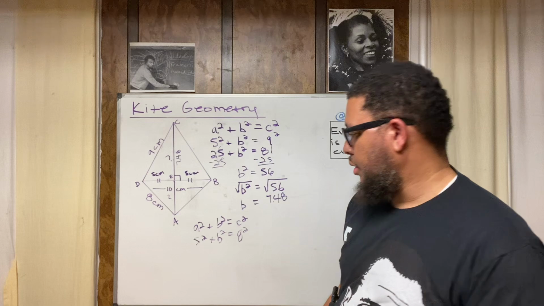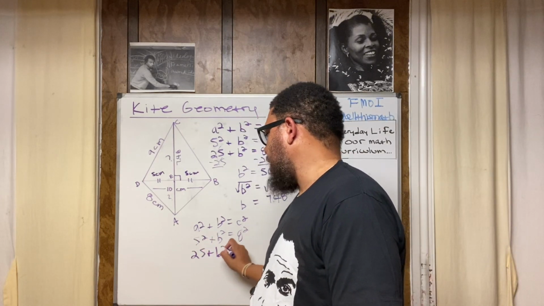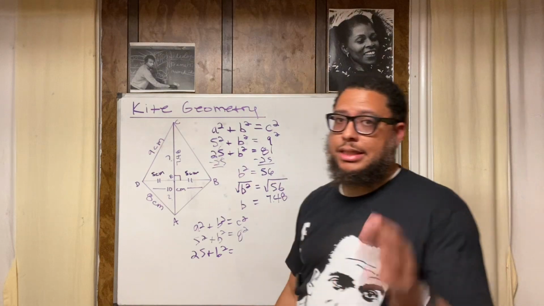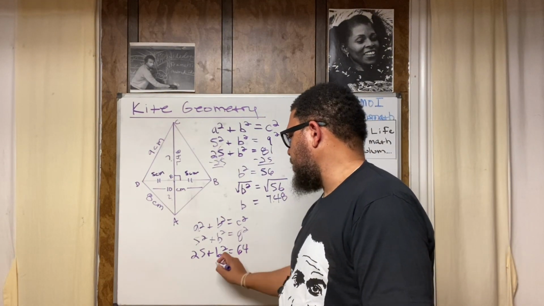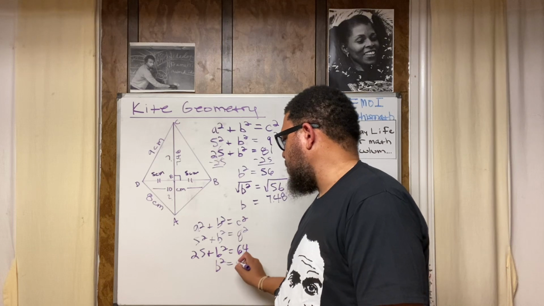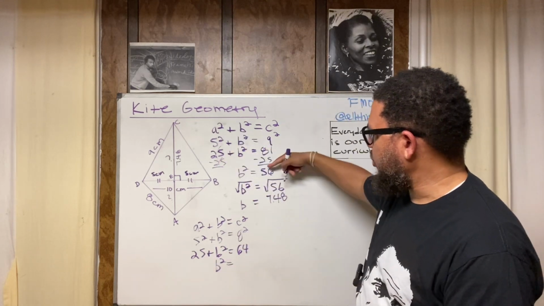It's 5 times 5. 5 squared is 5 times 5, which is 25. So we got 25 plus B squared, and then 8 squared is not 16. 8 squared is 64, because it's 8 times 8. That's 64. So then we got B squared is equal to, subtract 25, subtract 25.